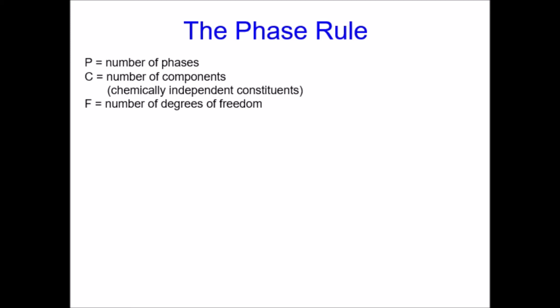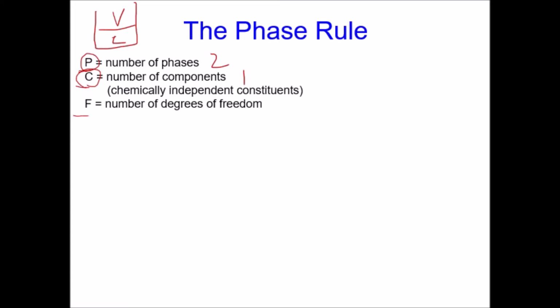All right. Now suppose P is the number of phases, C is the number of components, F is the number of degrees of freedom. Let's take a pure substance as an example. Suppose you have two phases in equilibrium, liquid and the vapor phase. In this case, P, the number of phases, is 2, liquid and vapor, and C, the number of components, is 1. It's a pure substance, single component.